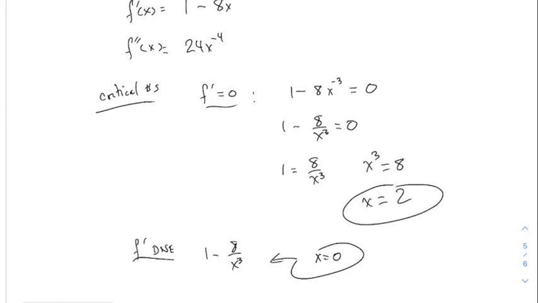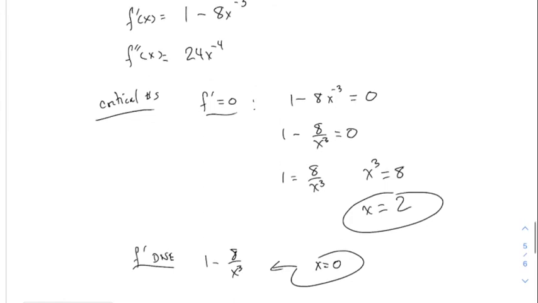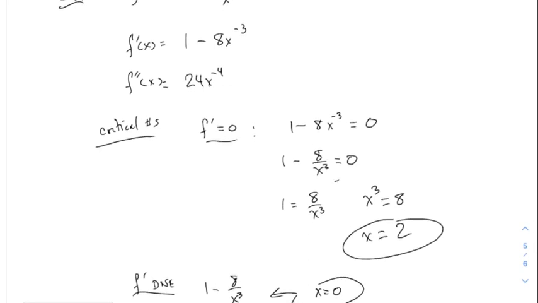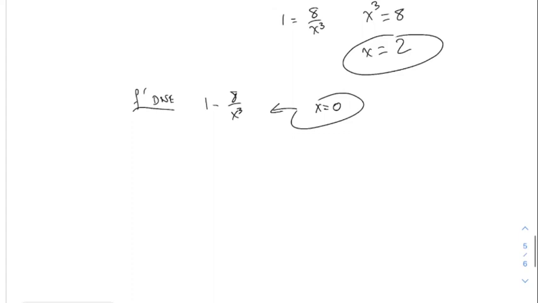Actually, there's a little technicality here. In this problem, getting 0 in the DNE step is no surprise at all because the original function also does not exist when x equals 0. Actually, this is a vertical asymptote for this function. So for this one, the original function f of x does not exist when x equals 0. The original function would have an x in the denominator, right? So the original function f of x does not exist when x equals 0.